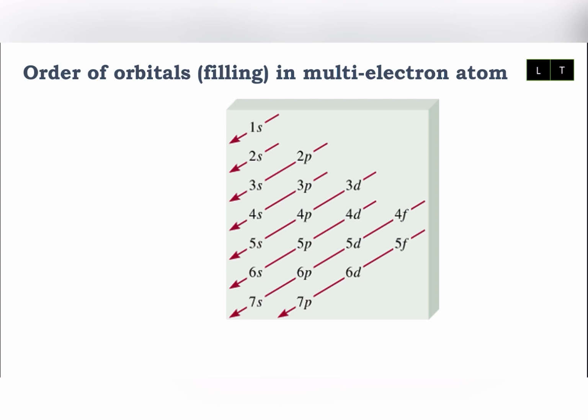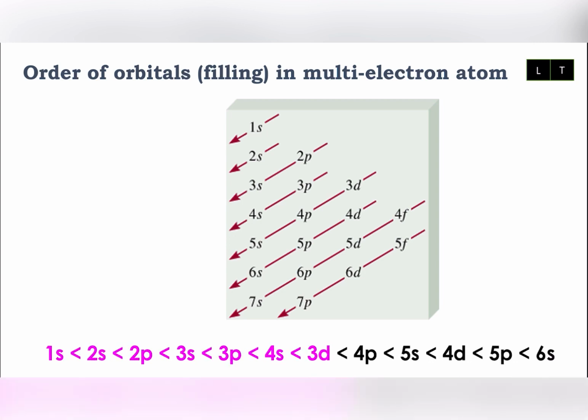So I'm going to write down the order of orbitals filling based on this arrangement. As you see from here, 1s is the lowest energy and 6s is the highest. If I continue with 6p, 6d, 7s and 7p and so on. You might be wondering how this arrangement is constructed.